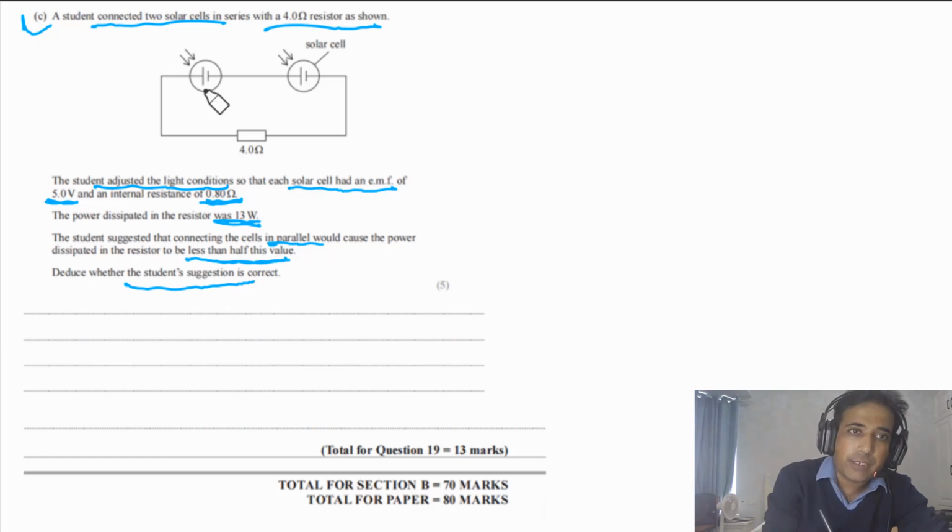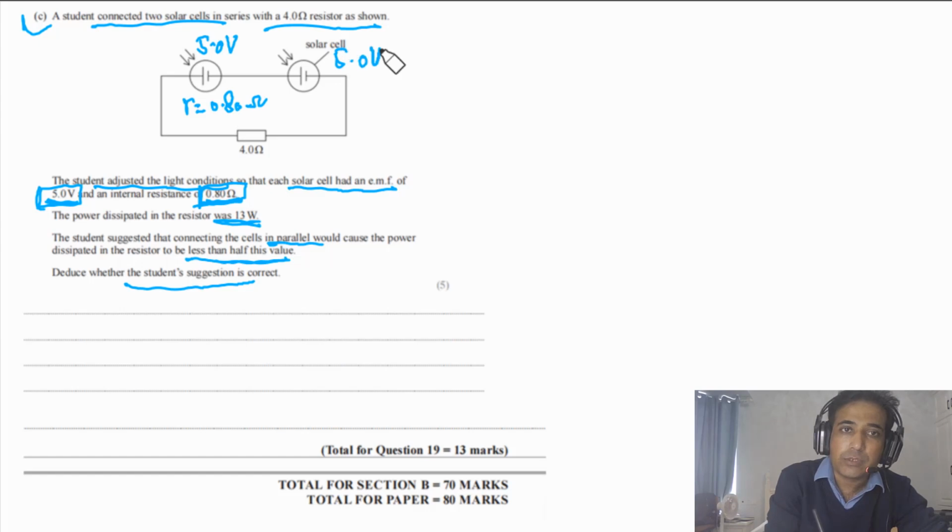First of all, we need to understand each cell has EMF of 5.0 volts and internal resistance is 0.80 ohms. So we can write down here EMF of this cell is 5.0 volts and internal resistance of this one is 0.80 ohms, and same is true for this cell. So systematically you have to approach.